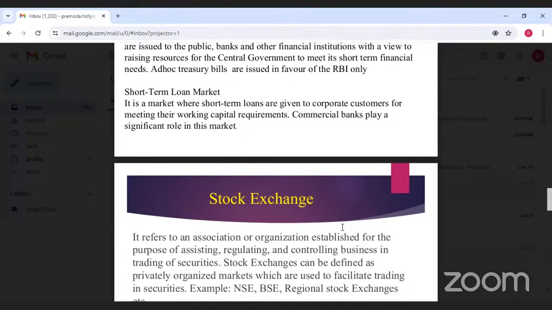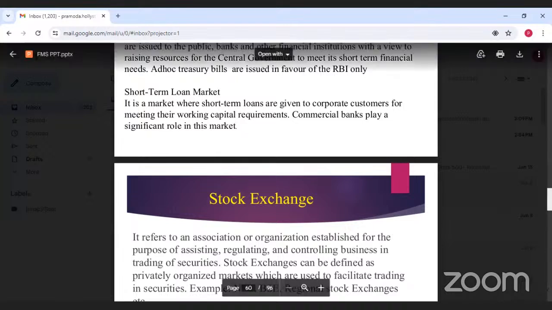So commercial banks will lend them short-term loans which have a maturity period of less than 1 year. That means whoever has borrowed this short-term loan has to repay it to the commercial bank within a period of 1 year. So this is another type of instrument which is highly active in the money market. So am I clear with the money market instruments?